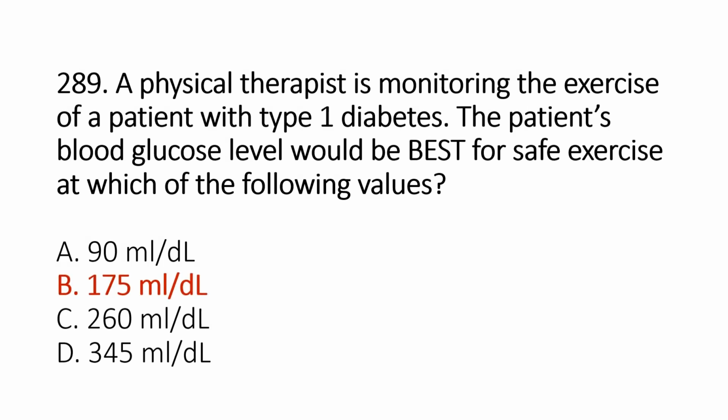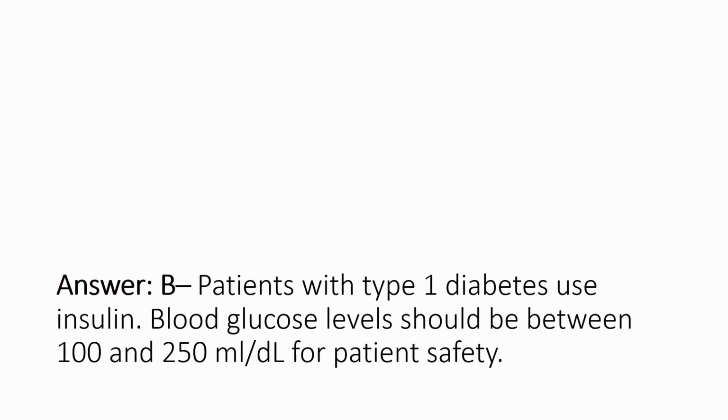Option B, 175 mg per deciliter. Explanation for this question is, patients with type 1 diabetes use insulin. Blood glucose levels should be between 100 and 250 mg per deciliter for patient safety.